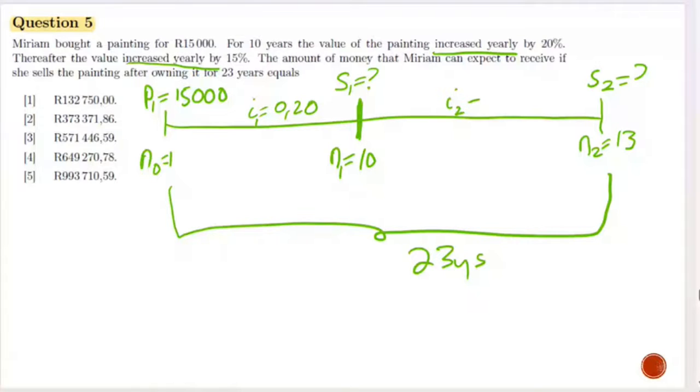Okay. Remember, here at S1, this is your first accumulated value. So at N10, your accumulated value becomes your new present value for this period. Okay, your S1 is the same as your new P1. That means the present value for this next 13 years.